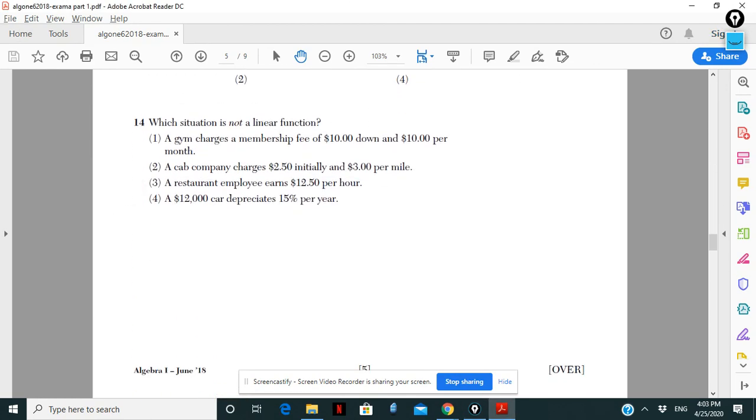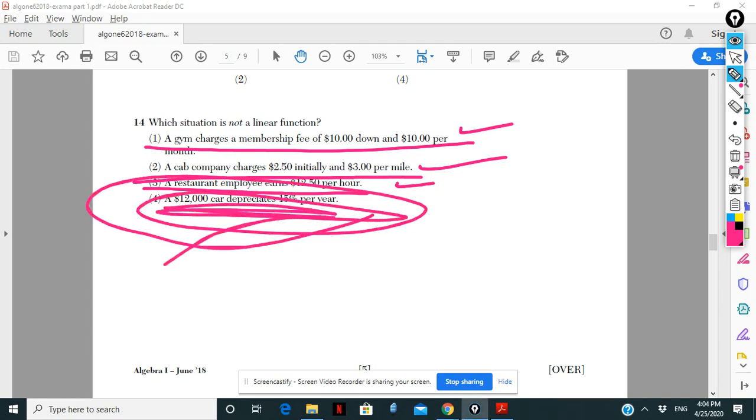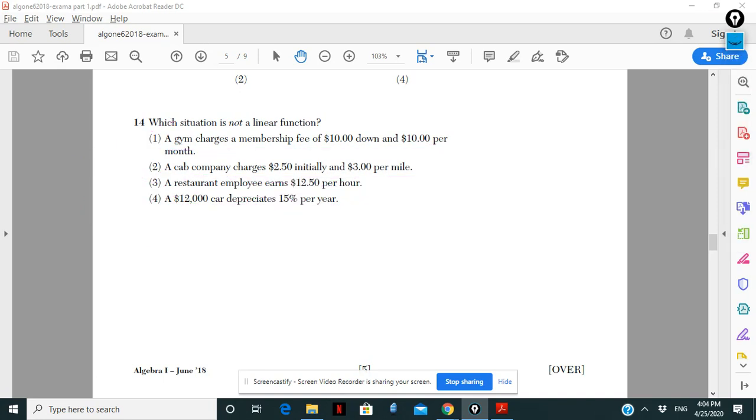Question number 14. Which situation isn't linear? So linear means I have a steady rate for increase. So I don't have multiplication, I don't have division. So a gym charged membership of a $10 down and $10 per month. Per month, that's correct. So every month I have the same amount. That's per mile. Yes, so every mile. That's per hour. Here I multiply this percentage. So this is one. So number four. So all of this has a 1, 2, 3 has steady rate of change. So all of them are linear except number four because I am multiplied by ratio.